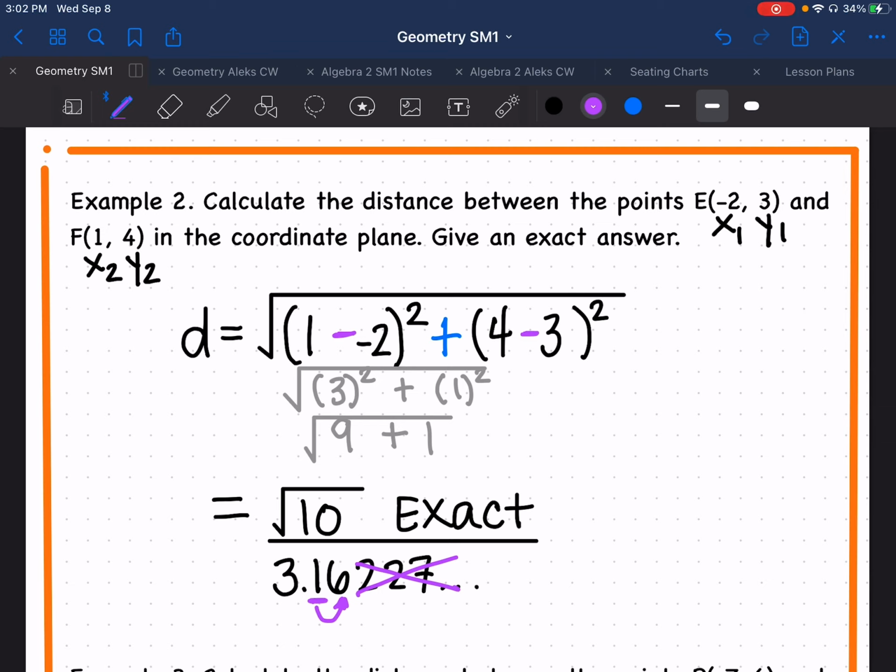So remember, the rounding rules are 4 or less, let it rest. 5 or more, add 1 more. Since 6 is 5 or more, I'm going to go ahead and add 1 more. My approximate answer would be 3.2, and this is called my approximate answer.